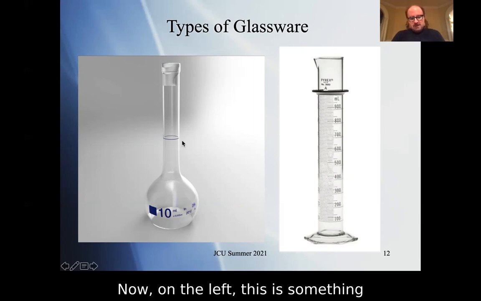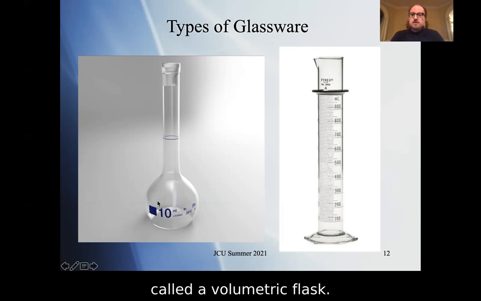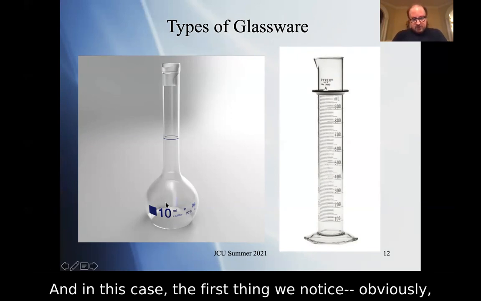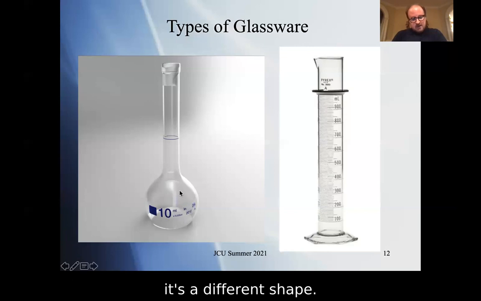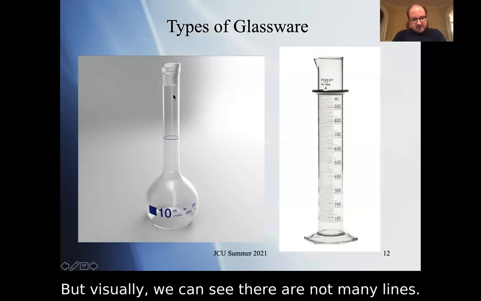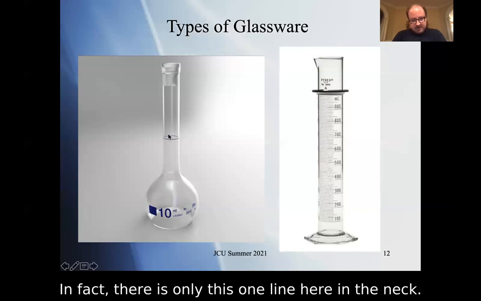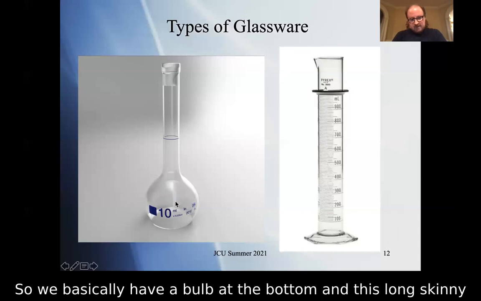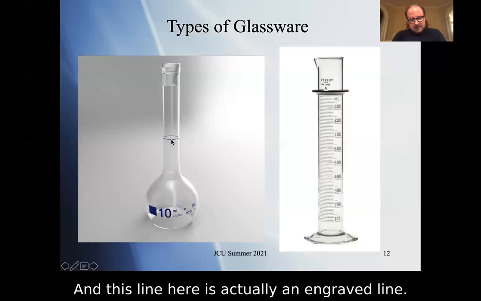Now, on the left here, this is something called a volumetric flask. And in this case, the first thing we notice, obviously it's a different shape, but visually we can see there are not many lines, right? In fact, there is only this one line here in the neck, right? So we basically have a bulb at the bottom and this long skinny neck. Right, and this line here is actually an engraved line.